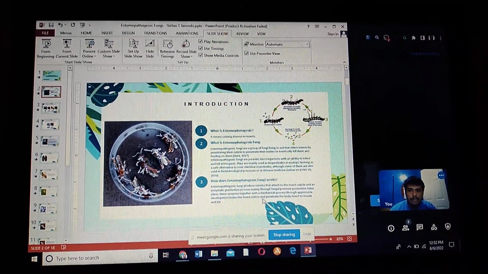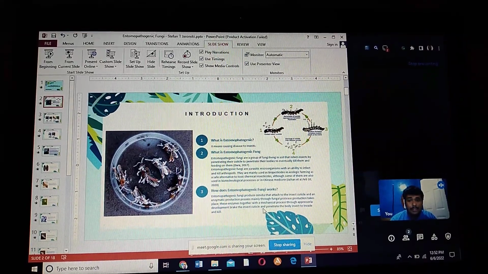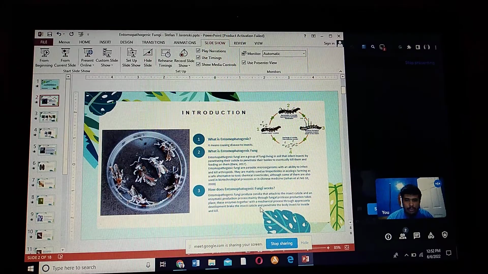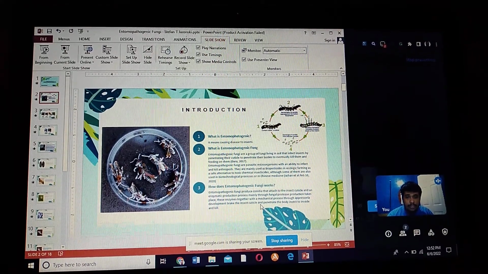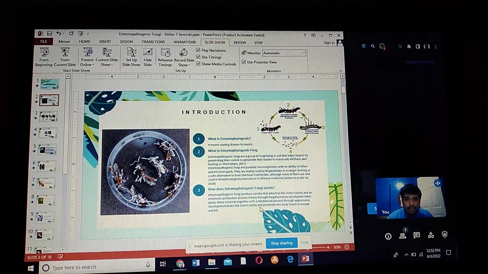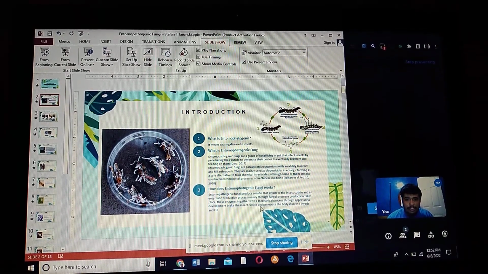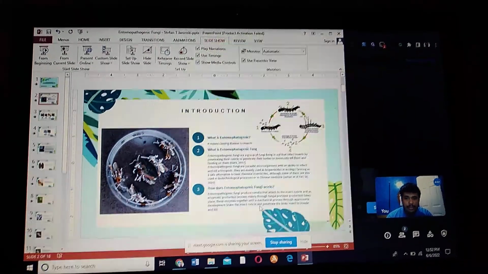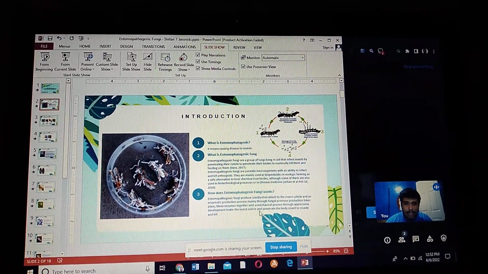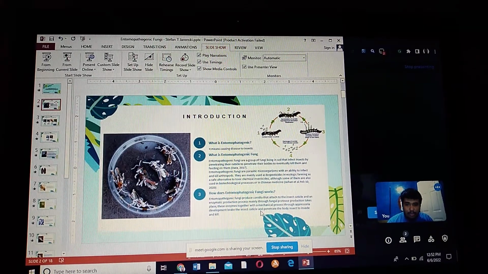Here's my topic. The introduction. What is entomopathogenic fungi? Entomopathogenic fungi are a group of fungi living in soil that infect insects by penetrating their cuticle to enter their bodies, eventually killing them and feeding on them. Entomopathogenic fungi are parasitic microorganisms with an ability to infect and kill arthropods.